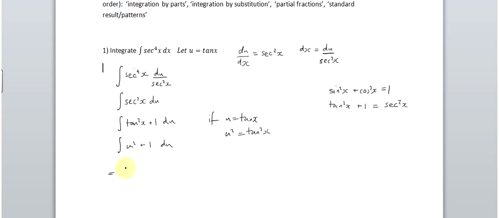So that's going to be u to the power of 3 over 3 plus u plus c, which gives us tan cubed x over 3 plus tan x plus c.